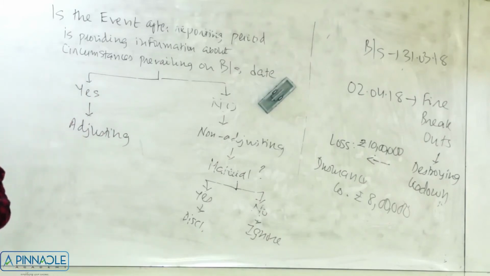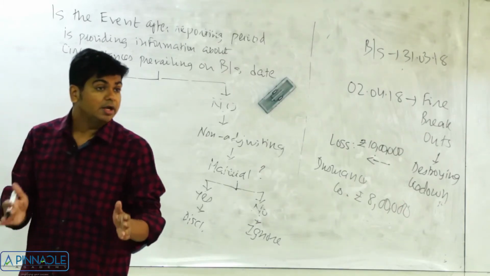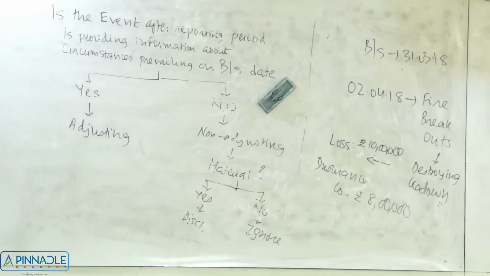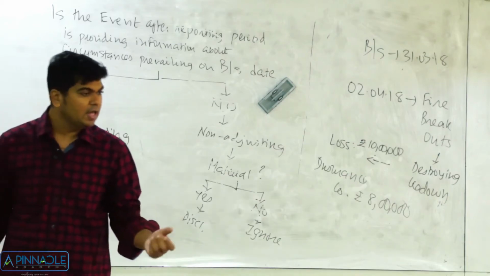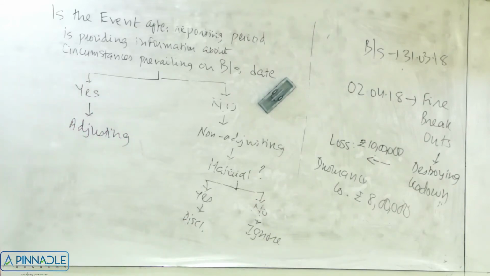On the same line, even a proposed dividend is now considered a non-adjusting event. A proposed dividend simply represents a distribution of profits. When I propose a dividend, the shareholders have no right to demand that money. It's nothing but an undistributed profit, and if it is an undistributed profit, there is no possibility of showing it as a provision in our books.